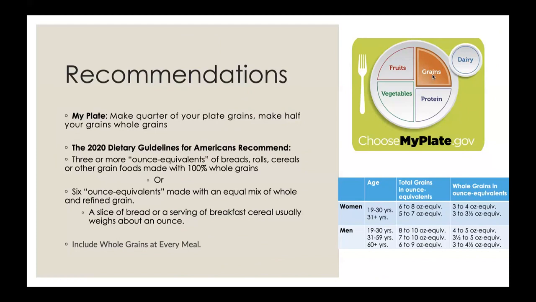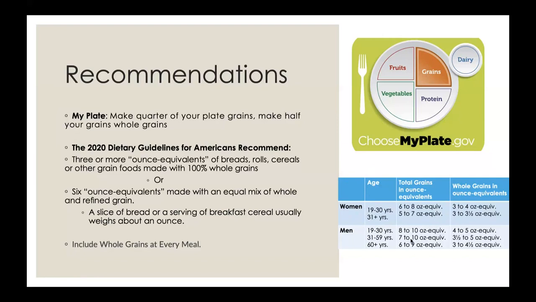And the 2020 dietary guidelines recommend including grains approximately between 6 to 8 ounces for most adults. So you will see this table taken from the MyPlate website, which shows how many ounce equivalents we should include of grains in our diet for women and men. So it comes down to approximately 6 to 8 ounces, and you can meet the daily requirement of whole grains by eating 3 or more ounce equivalents of breads, rolls, cereals, or other grain foods made with 100% whole grains.